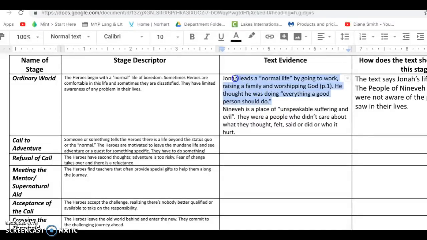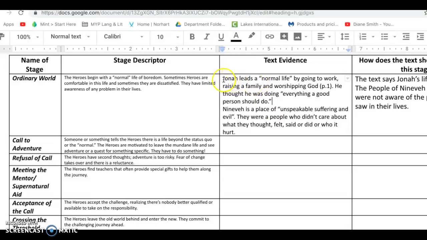So I started with Jonah. Jonah leads a "normal life," and I put that in quotes because it's in the text, by going to work, raising a family, and worshiping God. I also didn't forget to put a citation there. He thought he was doing everything a good person should do. And Nineveh, it says in the text, is a place of unspeakable suffering and evil. These people didn't care about what they thought, felt, said, or did, or who it hurt.